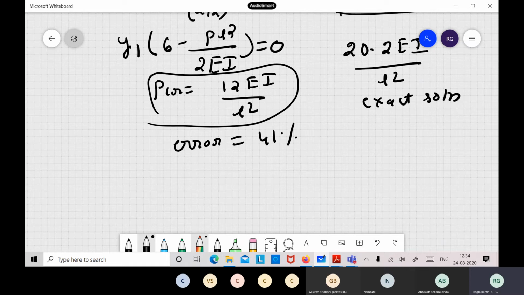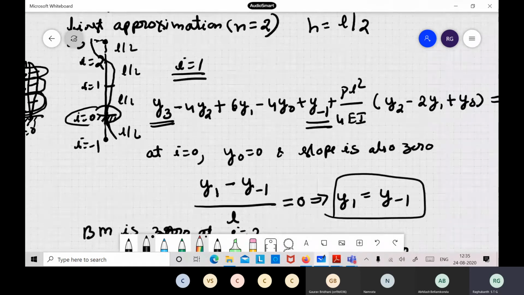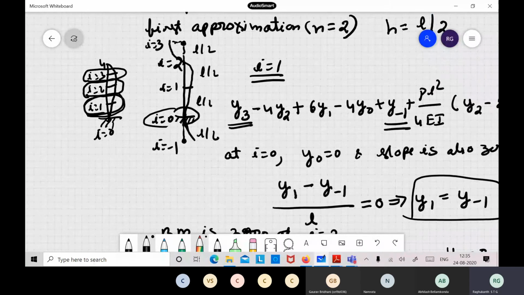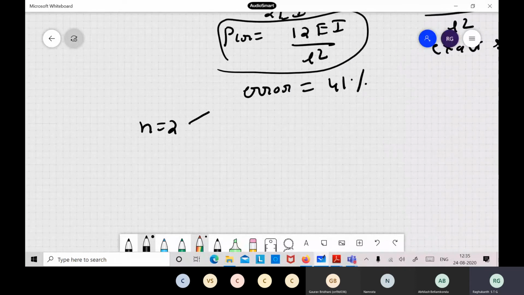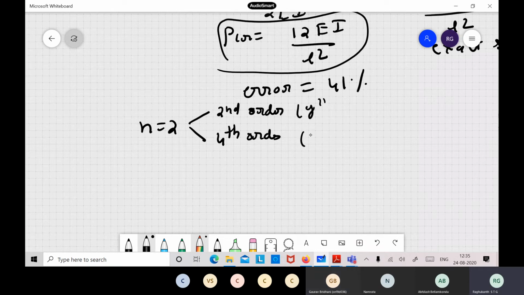Now here is one more important thing I wanted to point out. These problems you can solve with a second order ODE, or you can solve with a fourth order ODE. Suppose you take n is equal to 2, and you solve the same problem with a second order ODE and with a fourth order ODE. Will both the answers be the same or different? What's your guess? They will be different.